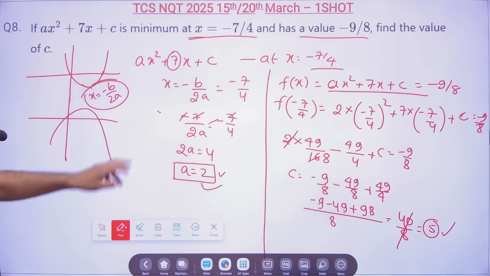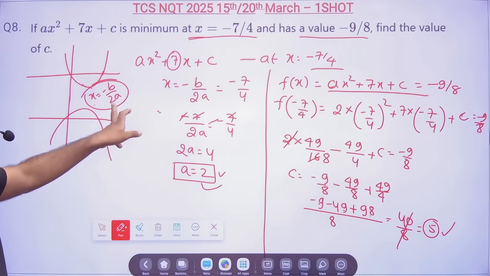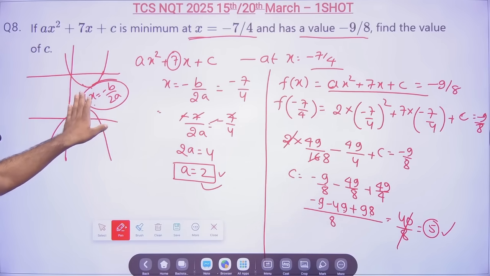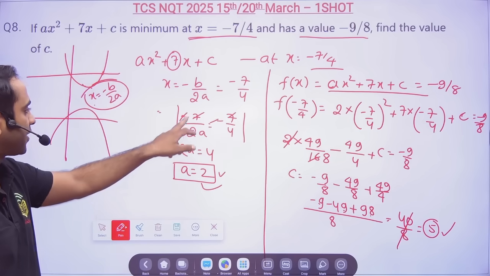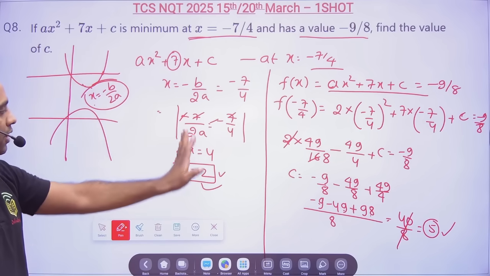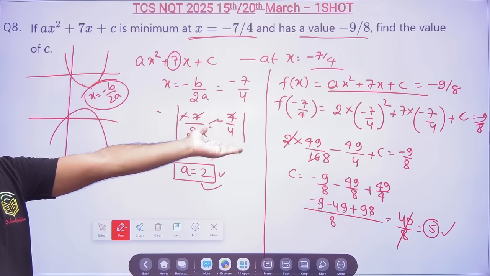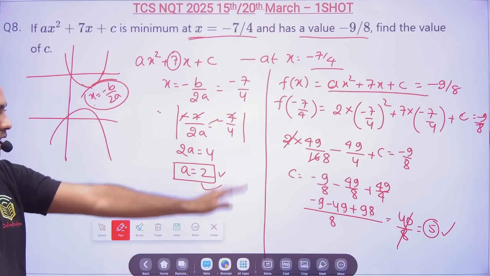Okay, so basically at x is equal to minus b by 2a, this quadratic equation will have the minimum value. So already they have given x is equal to minus 7 by 4. We know minus b by 2a. So a we got as 2. Same thing we put in this equation. We know x, we know a, and then we calculated c.